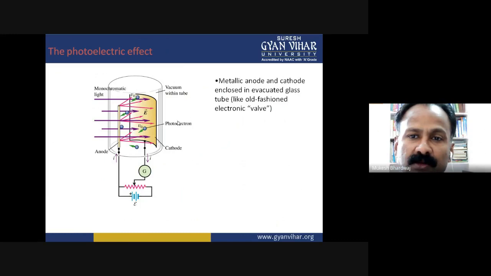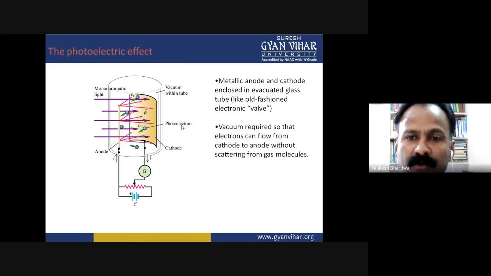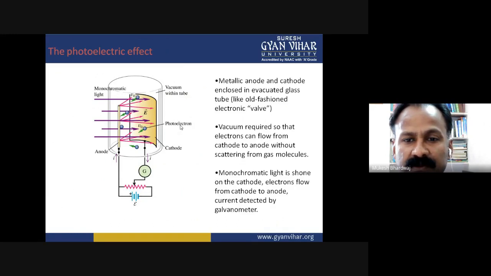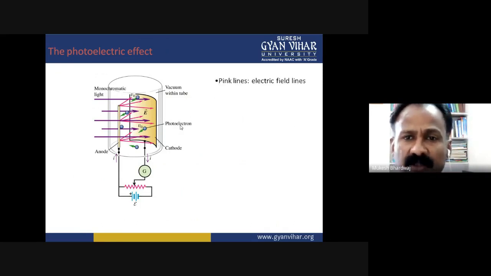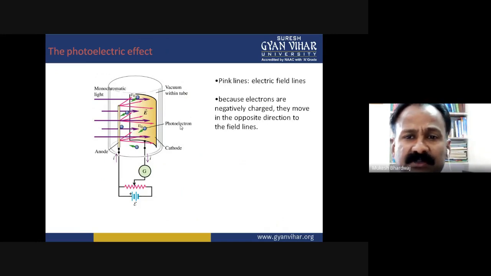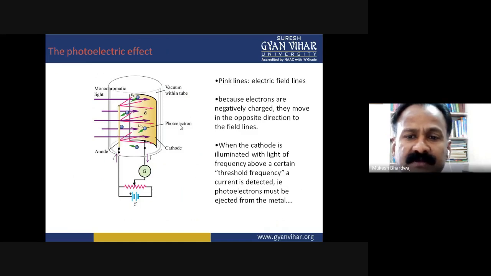Metallic anode and cathode are enclosed in a vacuated glass tube, like an old-fashioned electronic valve. Vacuum is required so that electrons can flow from cathode to anode without scattering from gas molecules. Monochromatic light is shone on the cathode. Electrons flow from cathode to anode, and current is detected by a galvanometer. A potential divider varies the anode-cathode voltage. Now the pink lines are electric field lines; because electrons are negatively charged, they move in the opposite direction to the field lines. When the cathode is illuminated with light of frequency above a certain threshold frequency, current is detected. That is, photoelectrons must be ejected from the metal.